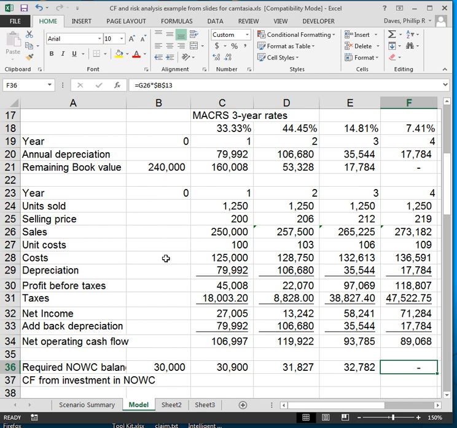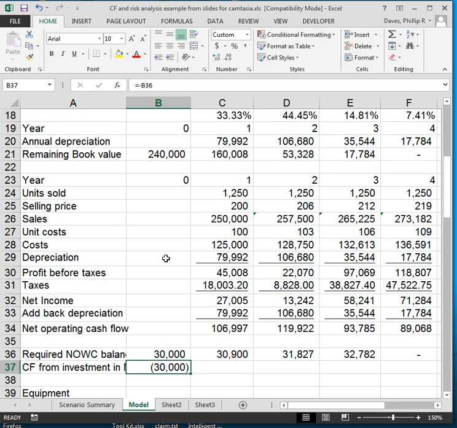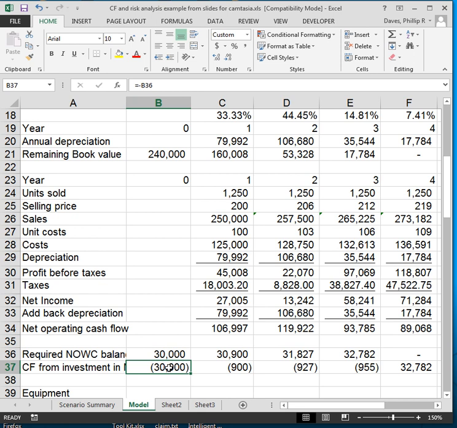We're going to recover our net working capital by collecting accounts receivable, by selling off inventory, and by paying our accounts payable. And so the cash flow associated with this is, well, we spend $30,000 at year 0 to get net working capital up to par. And then we're going to spend another $900 in years 1 and 2, and then in year 3, $955. And then in year 4, we're going to recover all of our net working capital. So we'll have negative $30,000 in the first year, then 900, 927, 955.